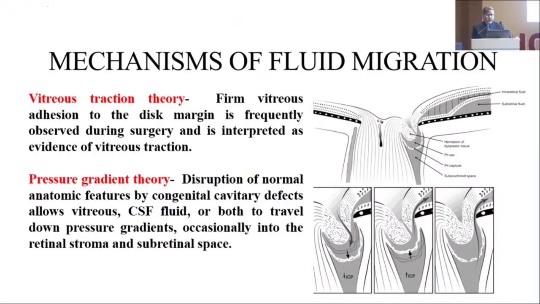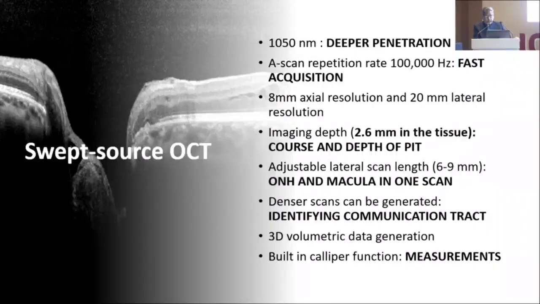There are two theories as far as optic disc maculopathy is concerned: the vitreous theory and the pressure gradient theory, that the fluid is coming from the CSF or not. The exact pathogenesis is not known. In some patients, it may be vitreous, it may be the CSF pressure, or both acting.